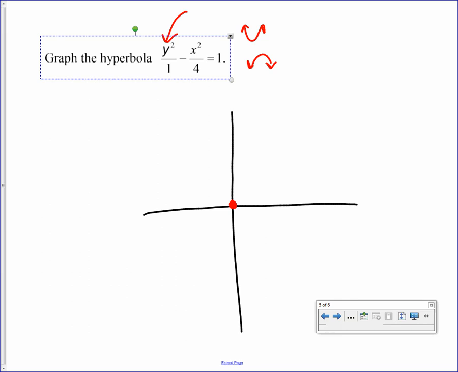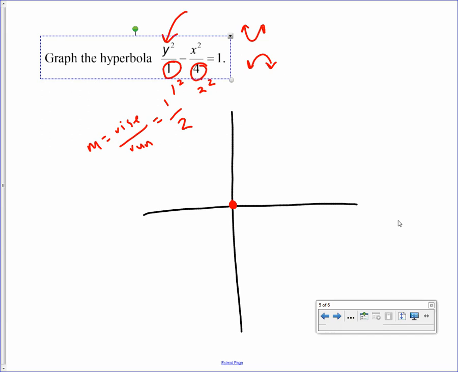Step 2 is to graph the asymptotes. Now the slope of the asymptotes is rise over run. Rise is the y direction, so the rise is 1. Run is the x direction. It's 2 because this is 4, which is actually 2 squared. 1 is 1 squared, but 4 is 2 squared. So the b value here is 2. So we have a slope of 1/2.